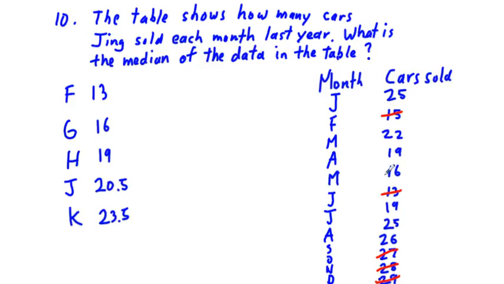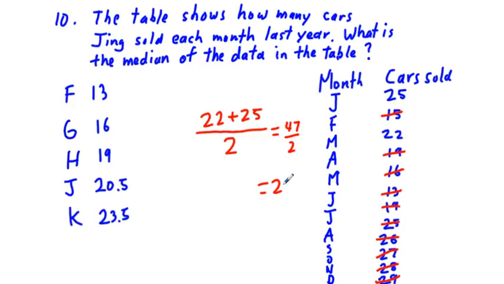Next lowest looks to be 16. Next highest is 26. Next lowest looks to be 19. Next highest would be a 25 here, and next lowest would be this 19. And so we're left with this 22 plus 25, and you have two numbers for a median. You take the average of those two numbers, which is 47 divided by 2, or 23.5. So the answer choice for this one is K.